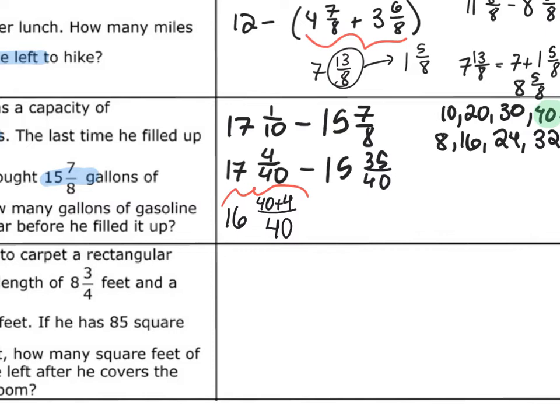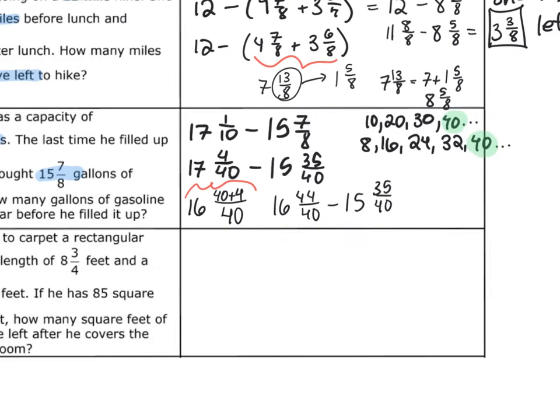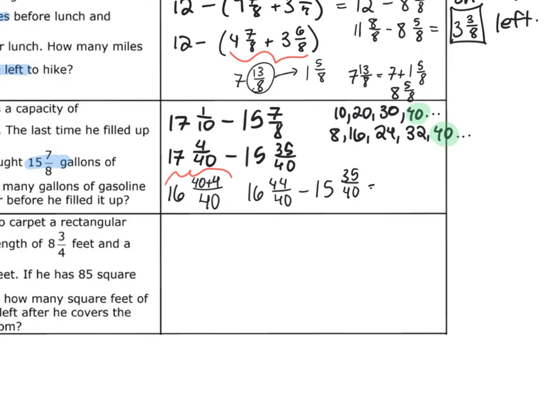So 16 44/40 is the same thing as 17 4/40, and now I can subtract my 15 35/40 from that. So let's do 16 minus 15, that's just 1, and 44 minus 35 is 9. So he must have had 1 9/40 gallons before filling up his gas tank.